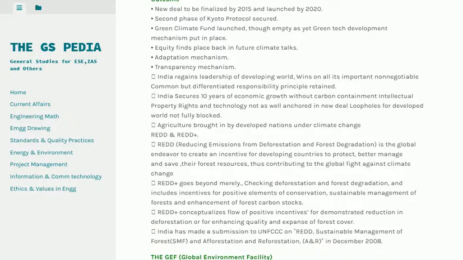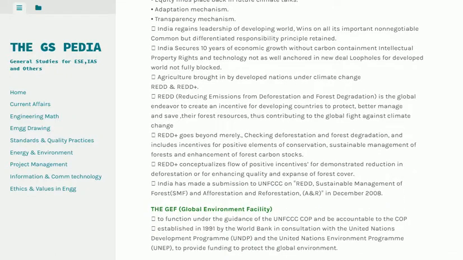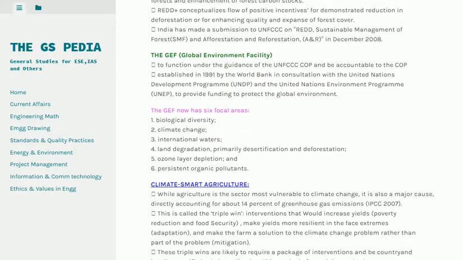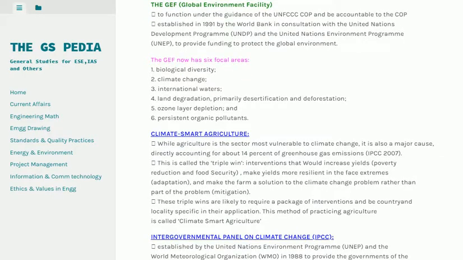The Global Environment Facility, to function under the guidance of the UNFCCC COP and be accountable to the COP. Established in 1991 by the World Bank in consultation with the United Nations Development Programme and the United Nations Environment Programme, UNEP, to provide funding to protect the global environment.